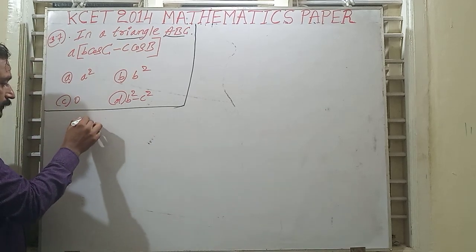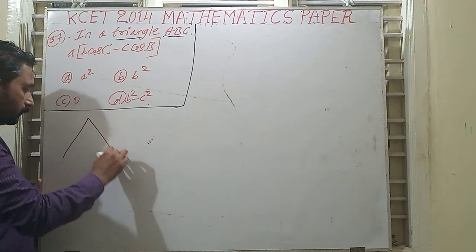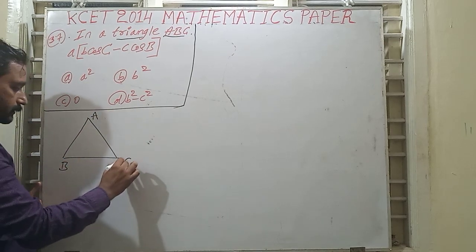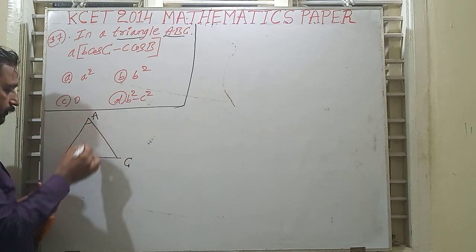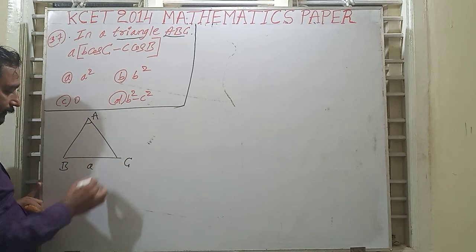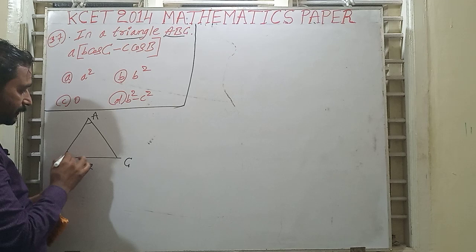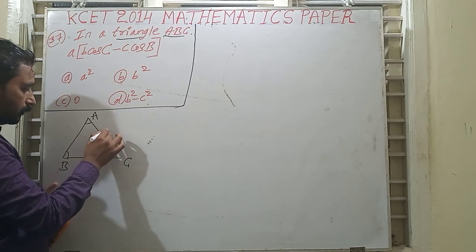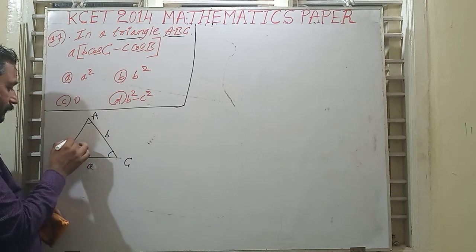Okay, so here in this case take a triangle ABC. So angle A opposite side BC, nothing but small a length. Angle B opposite side AC, length small b. Angle C opposite side, length small c.